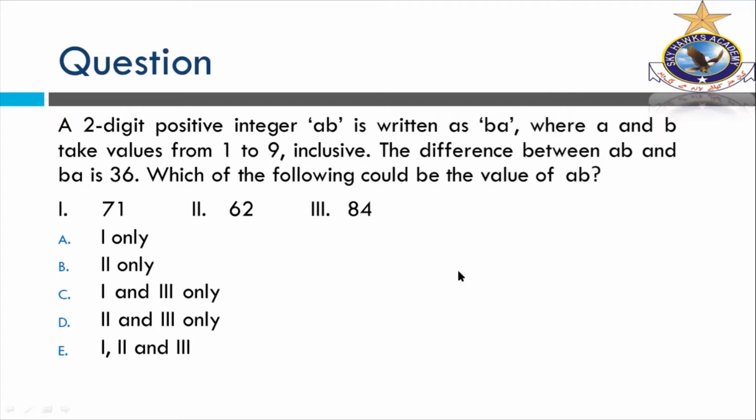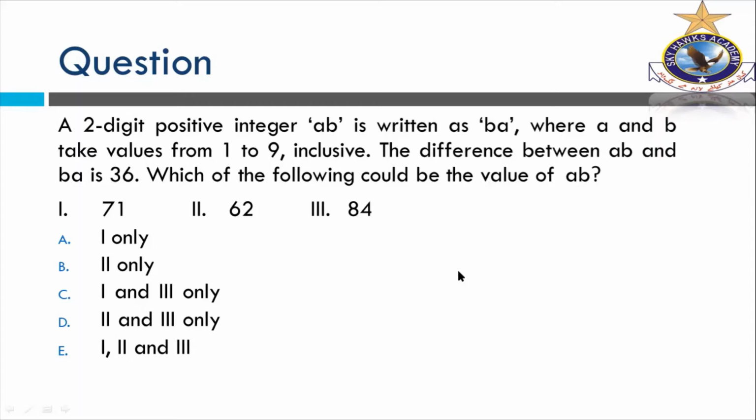No, 62 minus... this is 5, 36, and 84, 48, and 7. Okay, so it's 2 and 3 only, so it's D. 2 and 3. So D is the option.